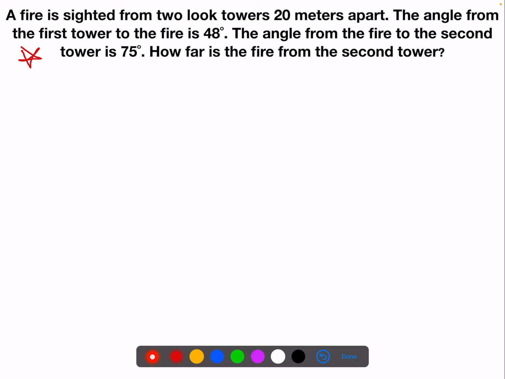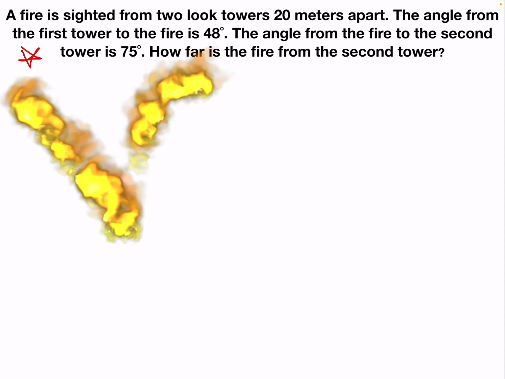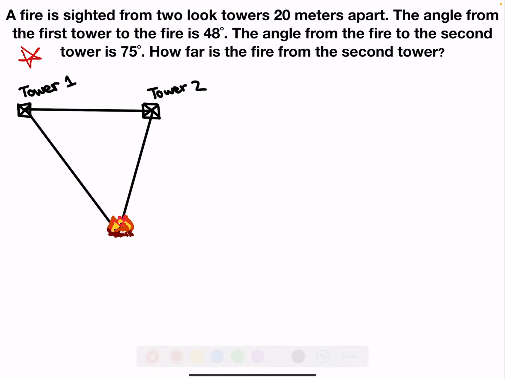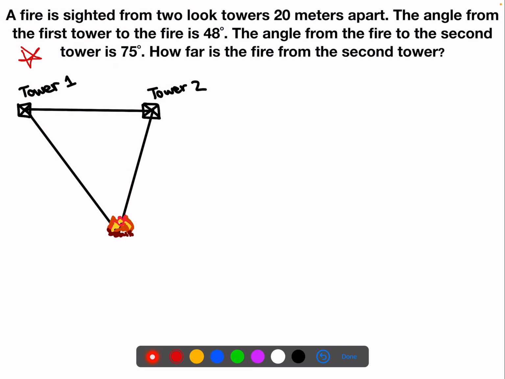Now, first thing that we need to do is draw a picture. In our triangle, we're going to have two vertices, two angles that are our towers, one angle that's our fire. So here it is. Go ahead and set this on fire real quick. There's our triangle. So from here, we know that the two towers are 20 meters apart. That's given to us. So the distance from tower 1 to tower 2 is 20 meters.